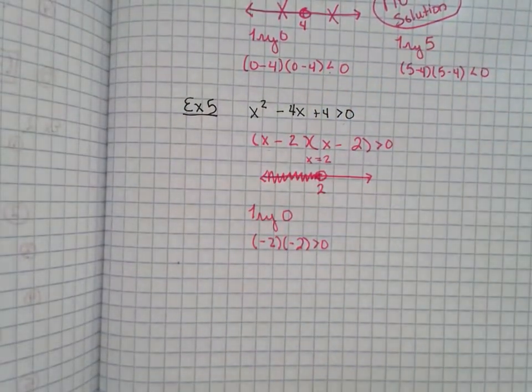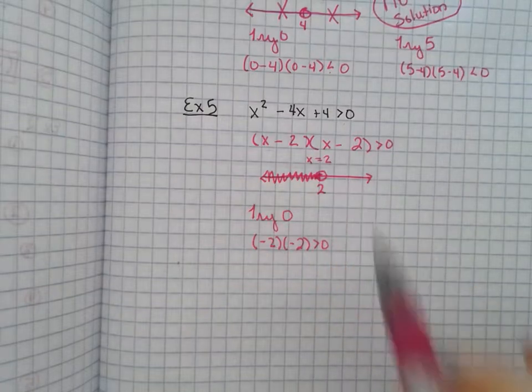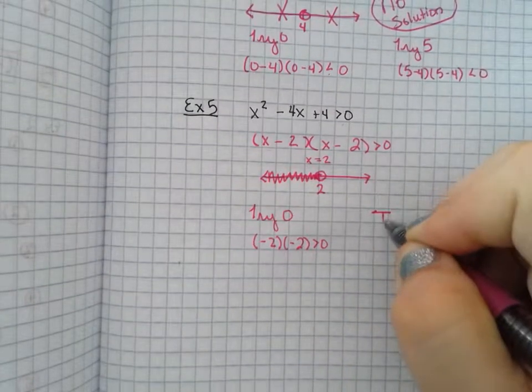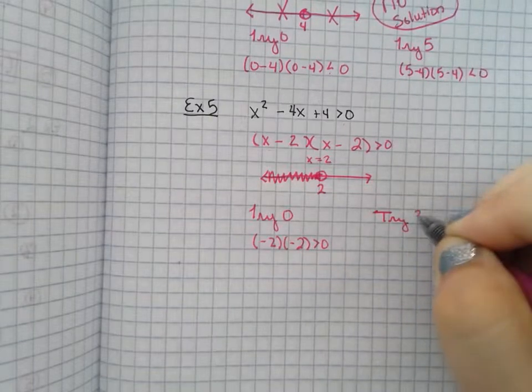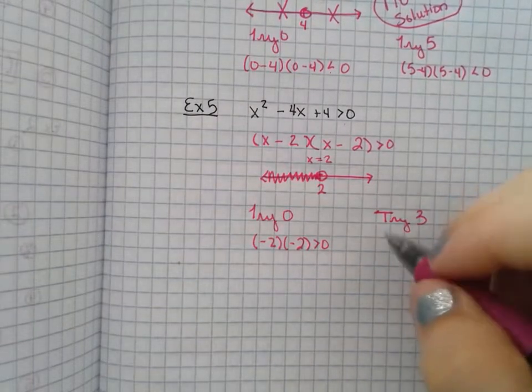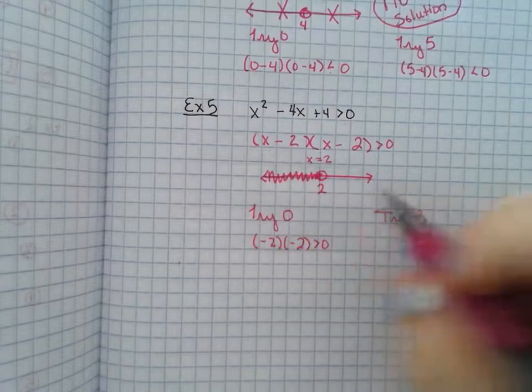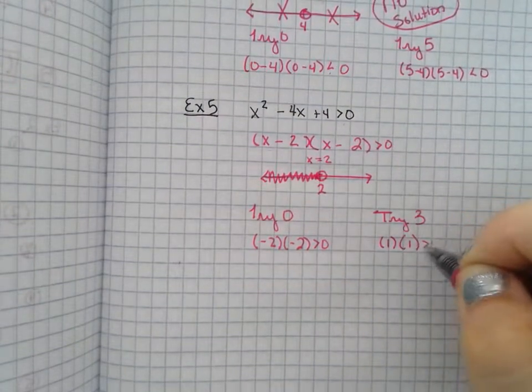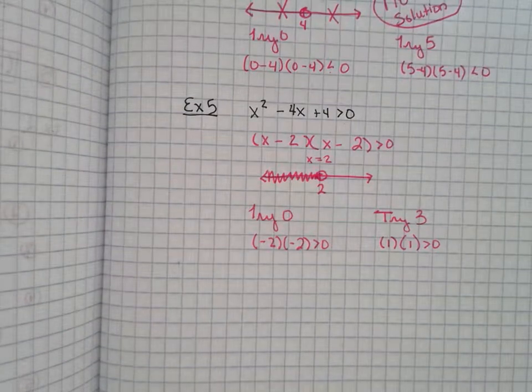Okay, I need to try one over here. What's a number I could try on the right side? 3. Okay, so 3 minus 2 is going to give me a 1. Is 1 times 1 greater than 0? Yes. Ooh, life is good.